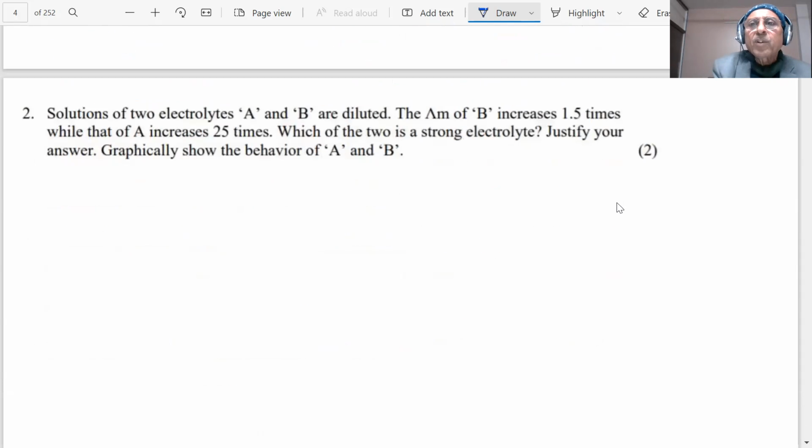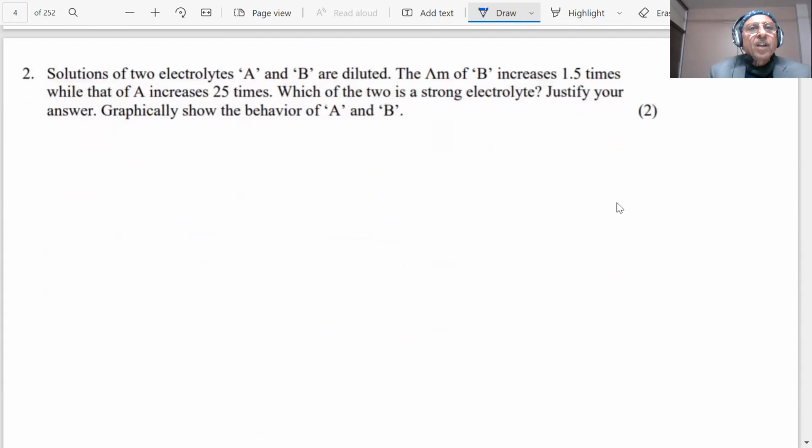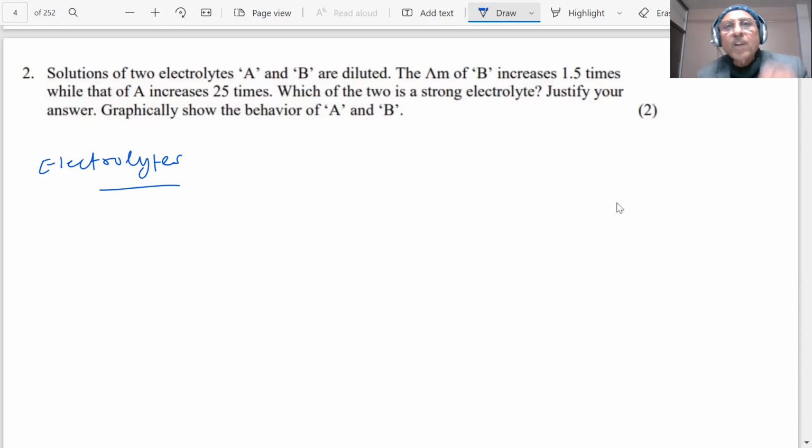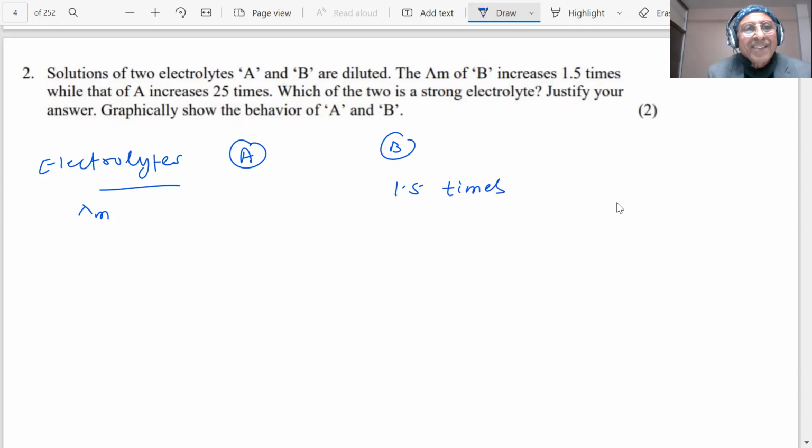Let me go to question number 2, students. This section A: solution of 2 electrolytes, students. What is an electrolyte, students? Electrolytes are those substances which can ionize. As soon as you put them in water, what will happen? They will get ionized. 2 electrolytes are there, A and B, students. And he is talking of molar conductivity. Molar conductivity of B increases 1.5 times. He is saying increases.